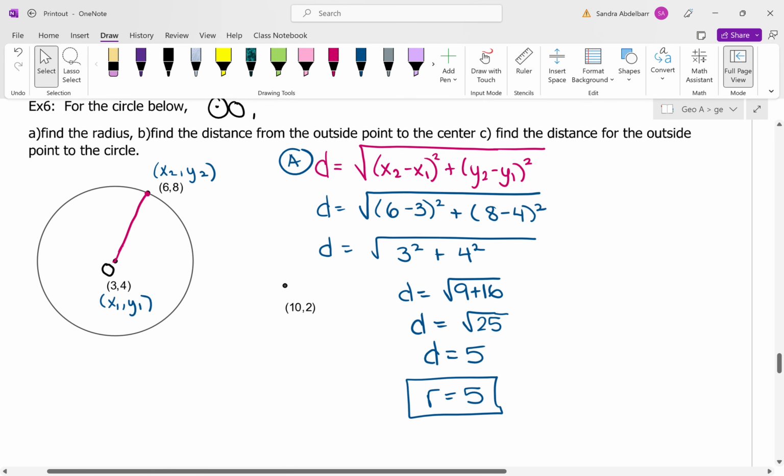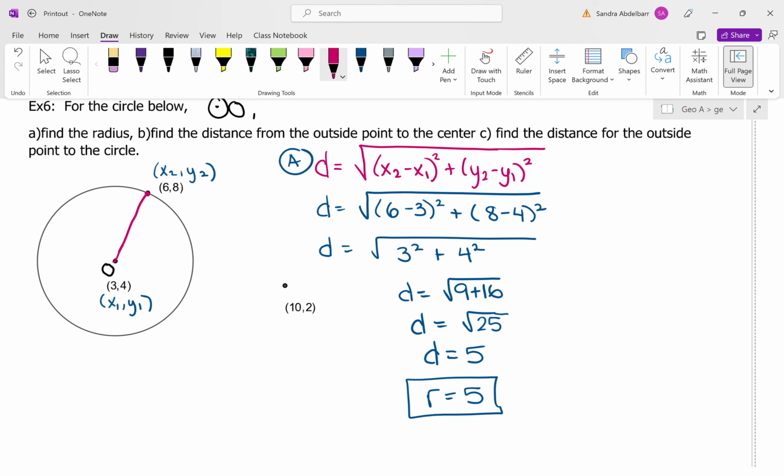All right, so we figured out part A. Now, I'm just going to ask you this question, even though it's not a question in here, just for fun, because this is so much fun. What would be the equation of this specific circle? We have the center point and we know the radius. If you have the center and you know the radius, you know the equation of the circle.